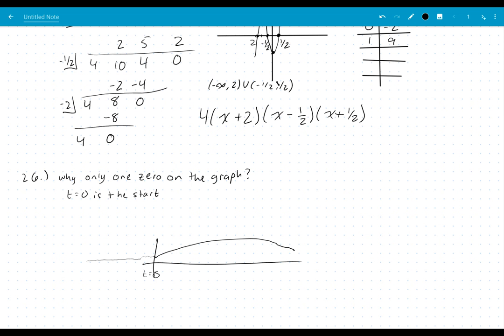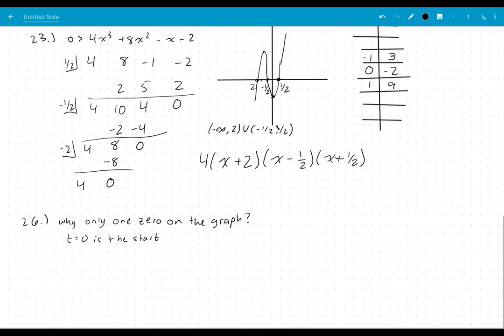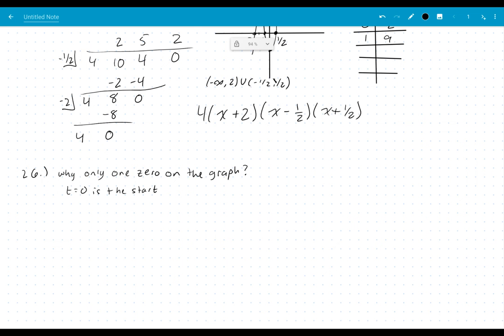But after that, there's only 1 zero after that point. It starts above the ground, and we don't care about the function before 0. All right. Now we have number 27.